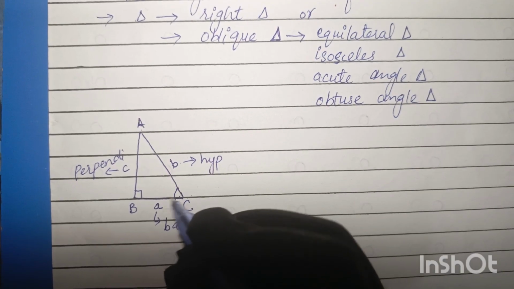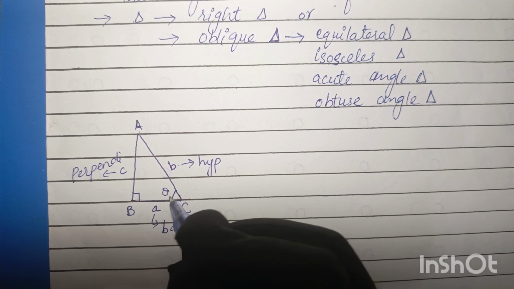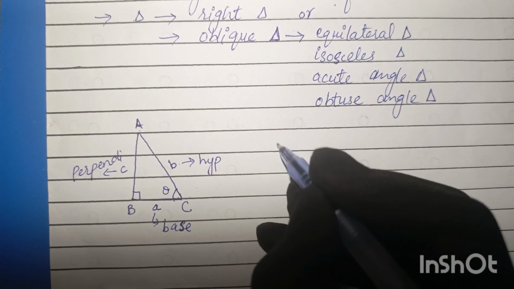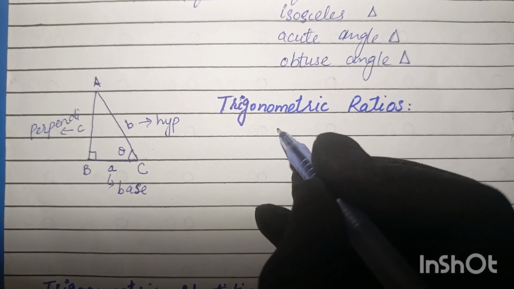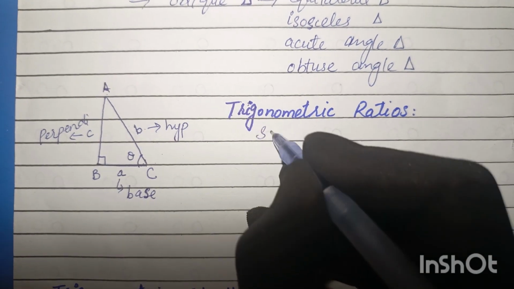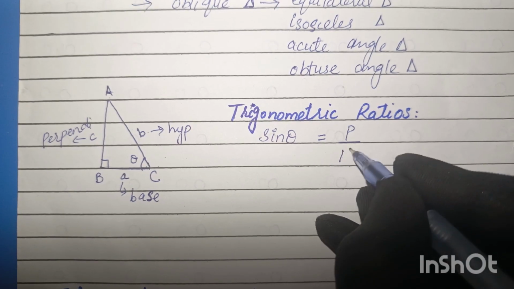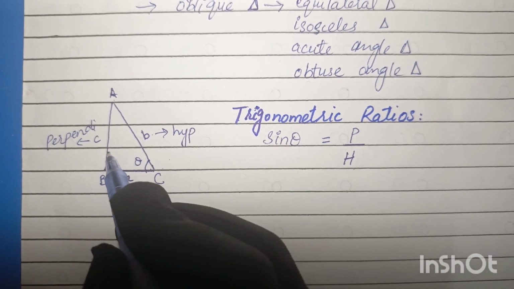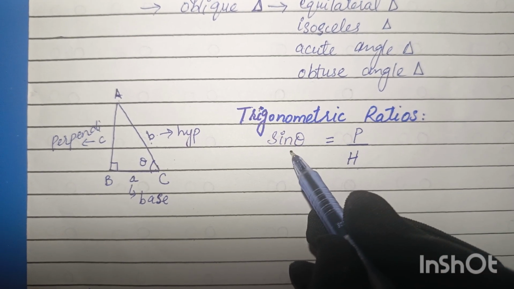So consider here an angle theta. If we have to study the relation between this angle theta and any of these three sides, then we use trigonometric identities or trigonometric ratios. Trigonometric ratios are basically, as the name suggests, a ratio of any two sides. For example, sine theta is equal to perpendicular over hypotenuse, so it is the ratio of the two sides, perpendicular and hypotenuse. If we take the ratio of perpendicular and hypotenuse, then it is equal to sine theta, and theta is this angle.